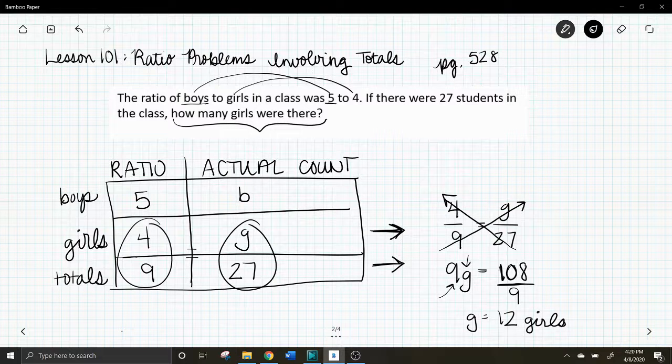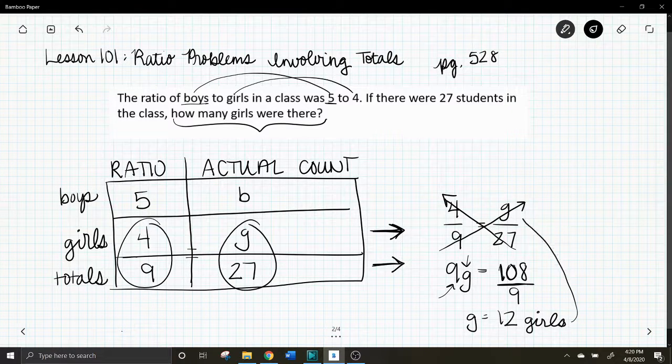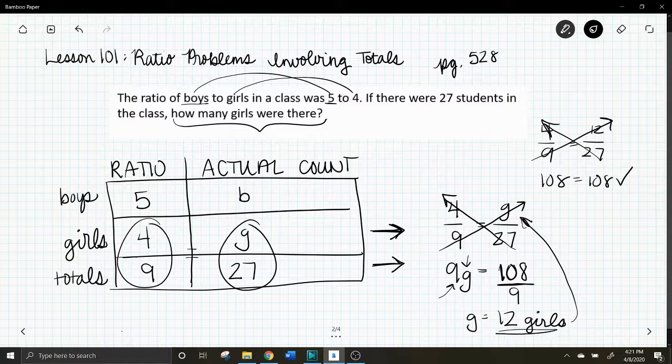If you would like to double check your answer, put that number back into your proportion and see if it works. So 4 is to 9 as 12 is to 27. How do we check if that works? We cross multiply and see if we get the same number. So if our proportion is true, then our answer is correct.